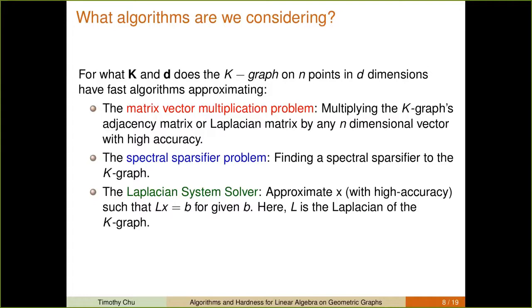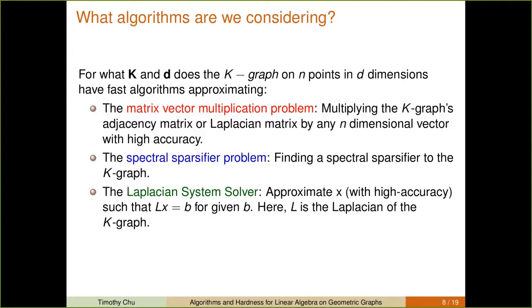And the final question is the Laplacian system solver question. That is, can you approximate x such that Lx equals b for a given b? Here, L is the Laplacian of the k-graph. So these 3 questions are pretty standard fare in spectral graph algorithms or linear algebra on graphs. Now, the only trick, though, is we want to solve these problems faster than quadratic time. Of course, you could solve all these in roughly quadratic time just by writing out your entire k-graph and using existing algorithms.